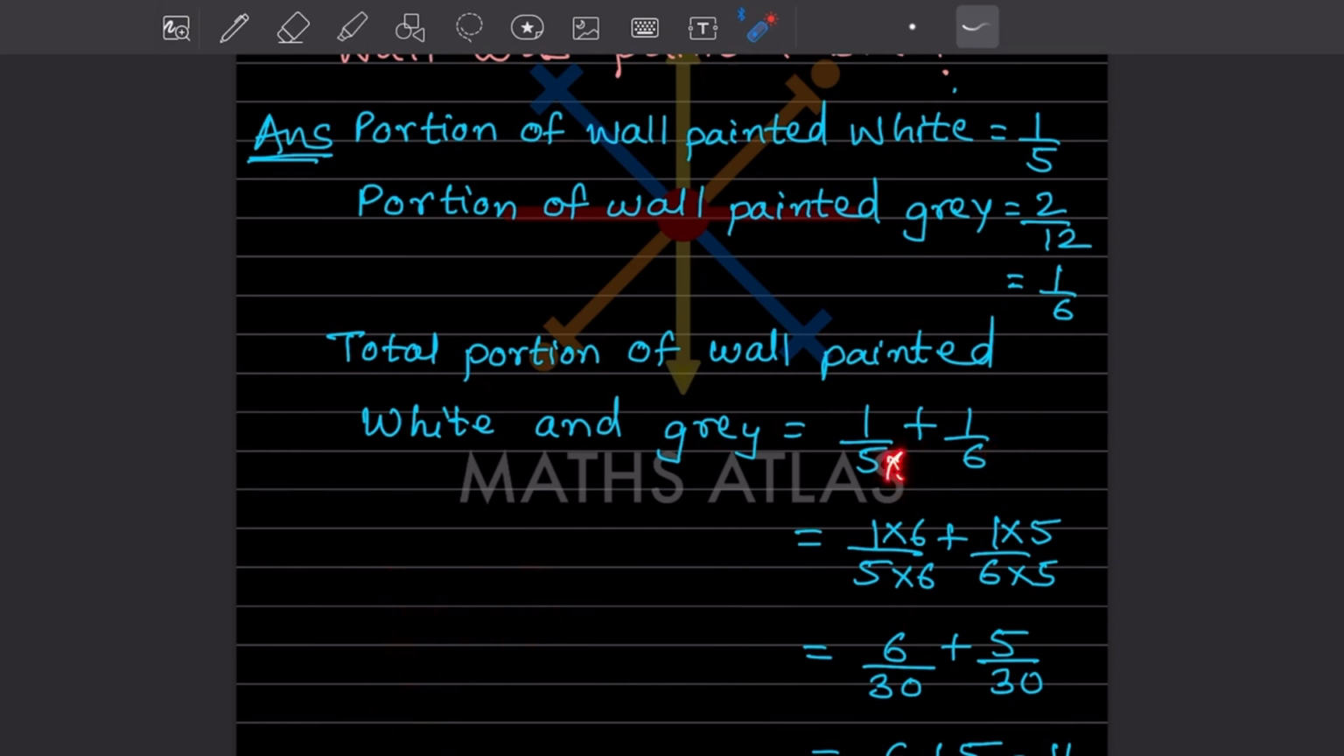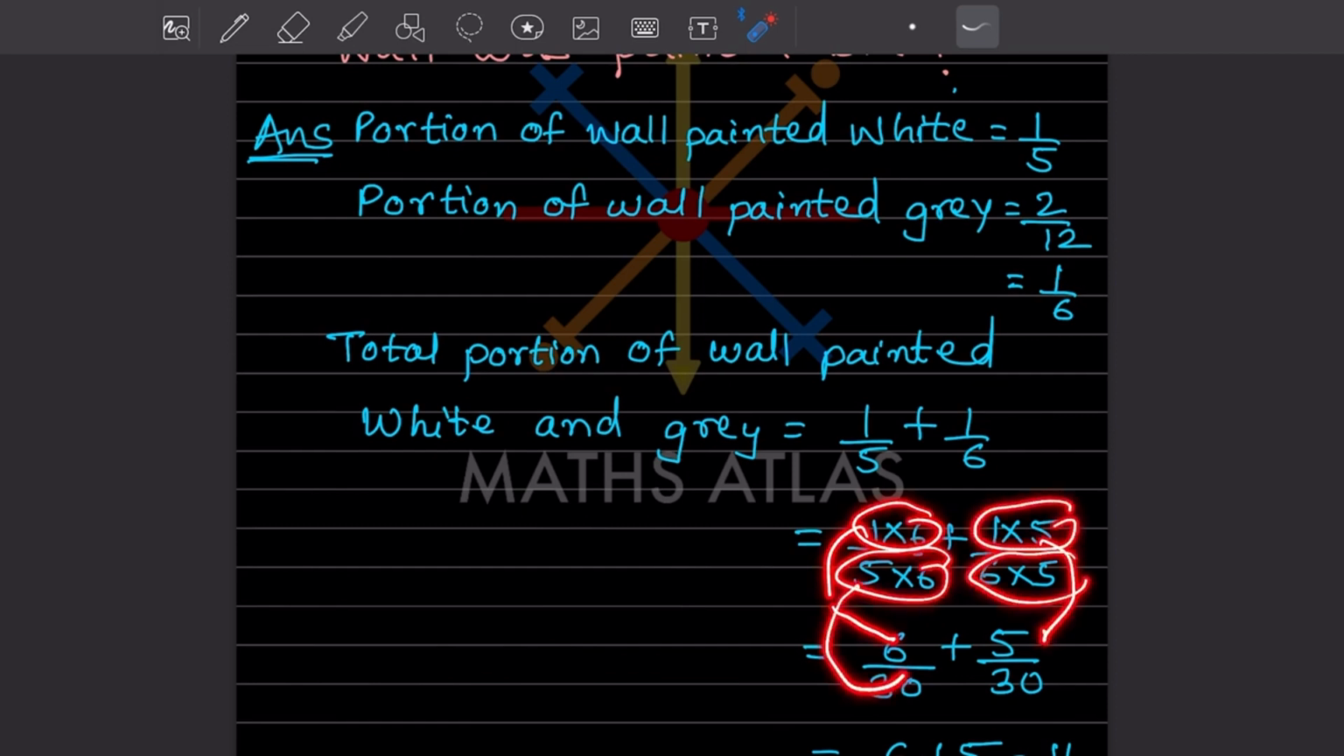So here what you need extra is 5 sixes are 30, and here in this place it is 6 fives are 30. So this is multiplied by 6, so this also should be multiplied by 6. This is multiplied by 5, so this also should be multiplied by 5. Hope you got it, because this is 30 and this also is 30. Whatever changes you do to the denominator, the same changes in the numerator. So this is 6, 30, 5, 30.